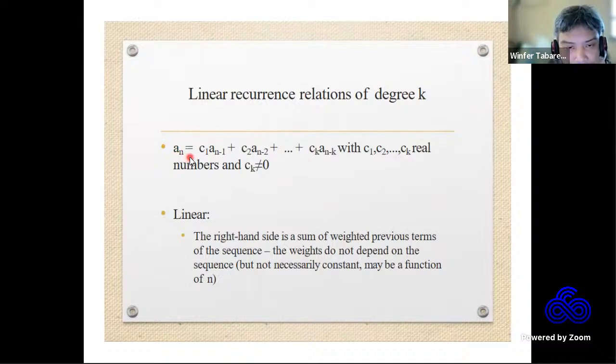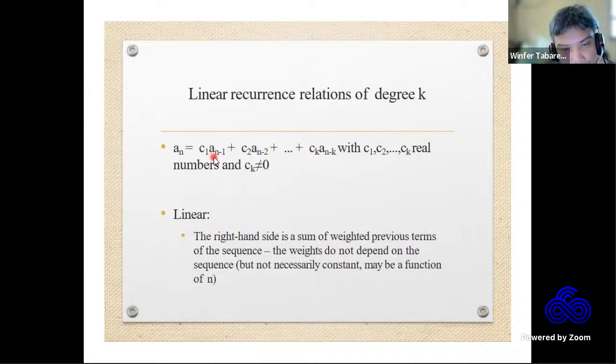Okay, so a linear recurrence relation is a recurrence relation of the following form. a sub n is equal to a constant c sub 1 times a sub n minus 1, which is basically the previous term, plus c sub 2 times a sub n minus 2, and so on and so forth until plus c sub k times a sub n minus k. So the c sub i's are real numbers. c sub k is not equal to 0 for the purpose of specifying the degree. Because if c sub k is equal to 0, then that would just be of degree k minus 1. So that's just really to set the degree of the recurrence relation.